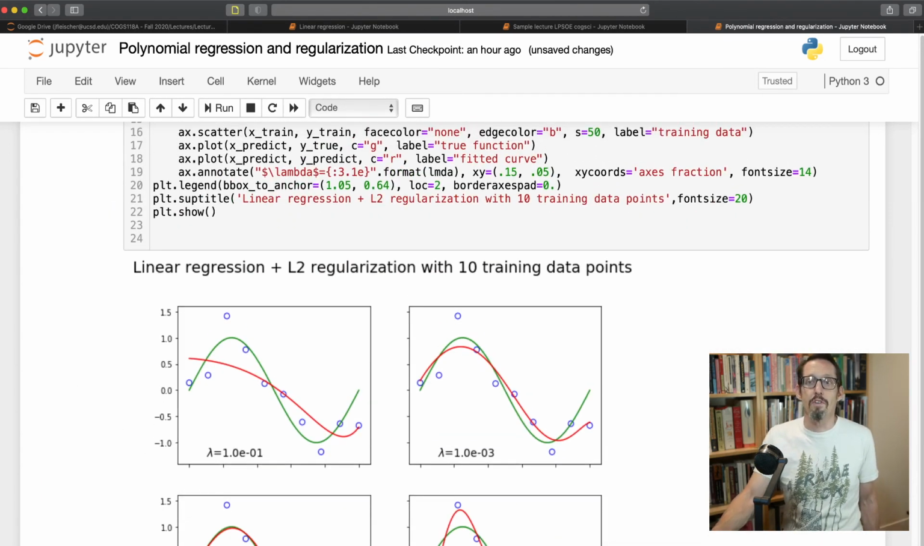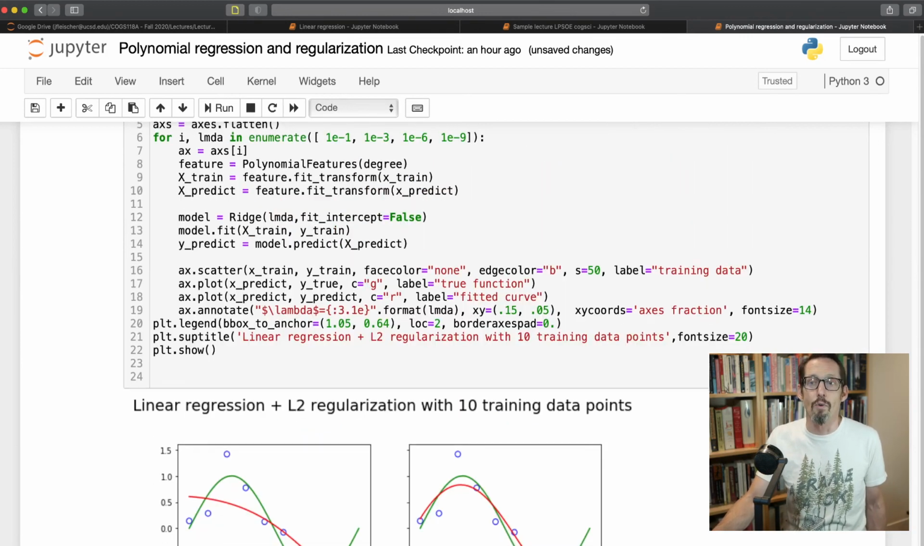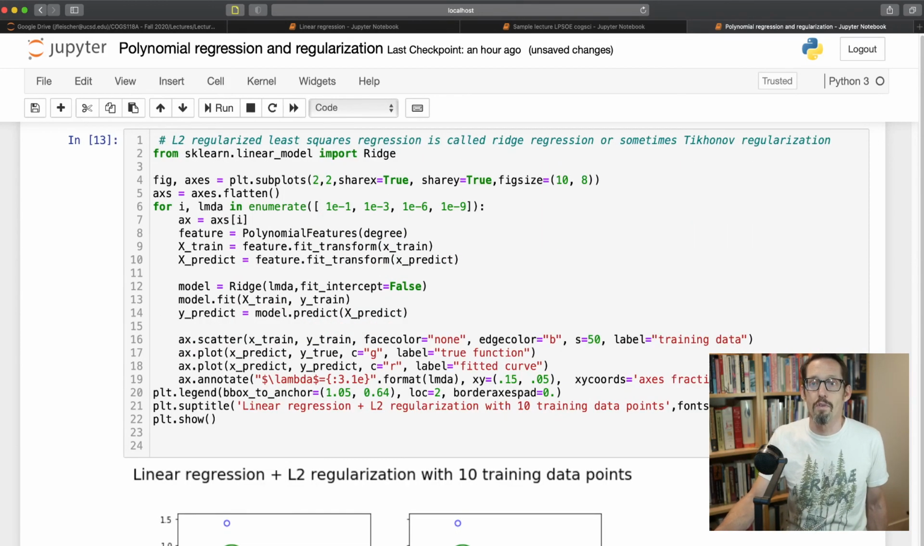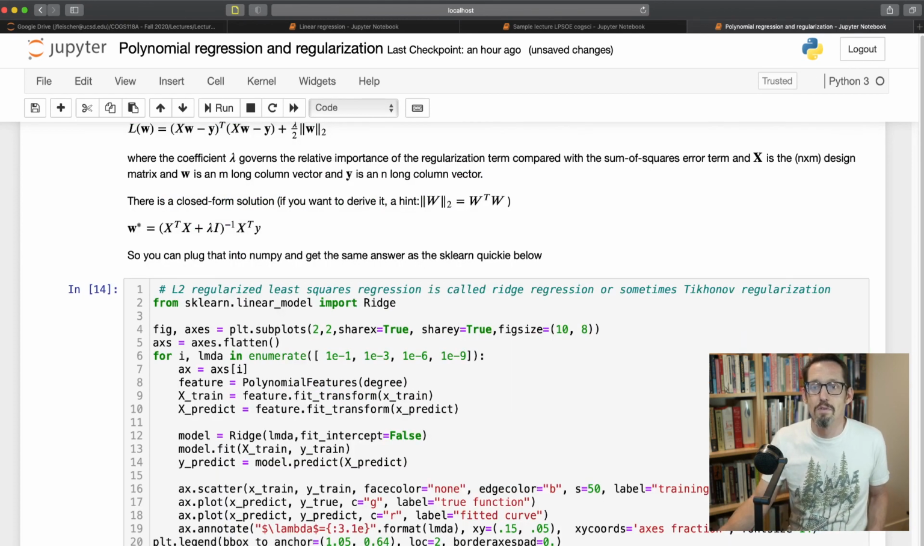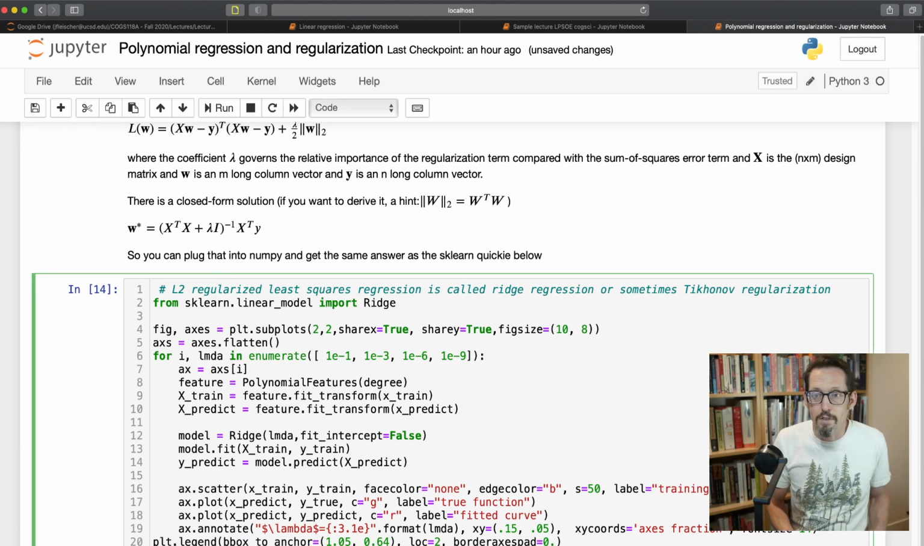So this is all a 9th order polynomial. Oops. I should have said this. And I should have been careful when I was typing.